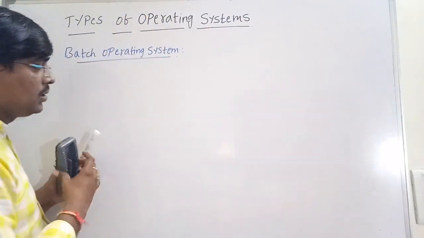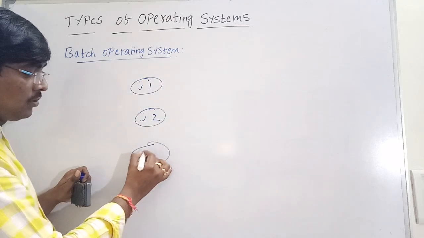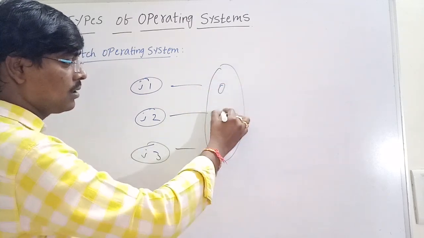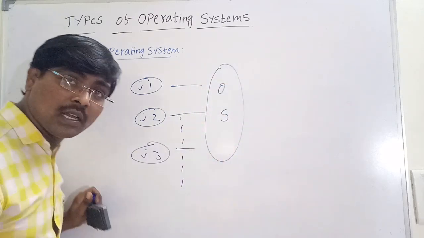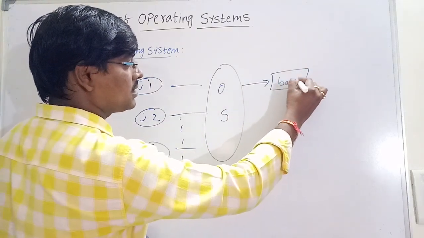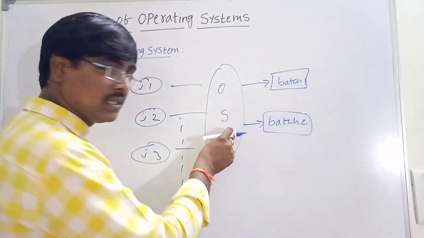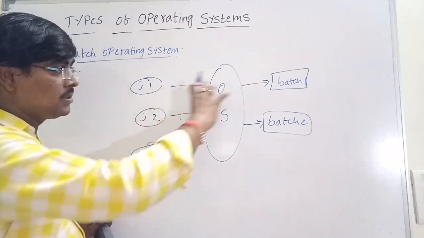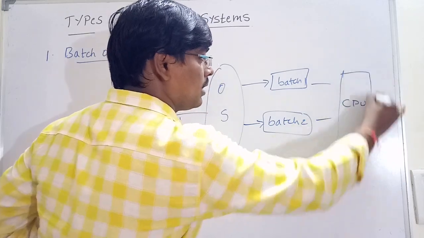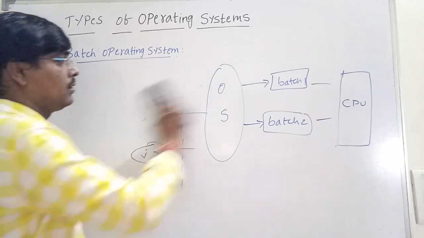A simple diagram: suppose job 1, job 2, job 3, all these different jobs are given to the operating system. The operating system divides them into batches, batch 1, batch 2. That is, the operating system acts as the computer operator, simply collects all the jobs and groups them into batches, and the batches are given to the CPU. This is a simple diagram of the batch operating system. Okay.